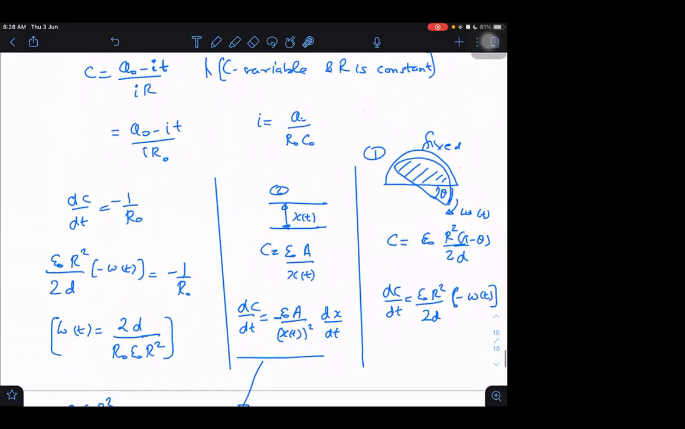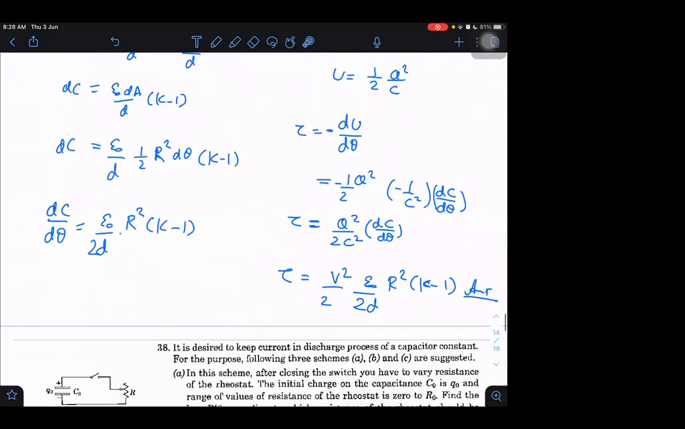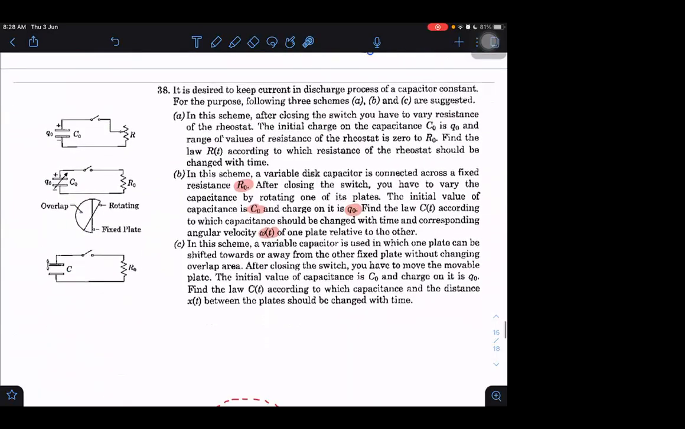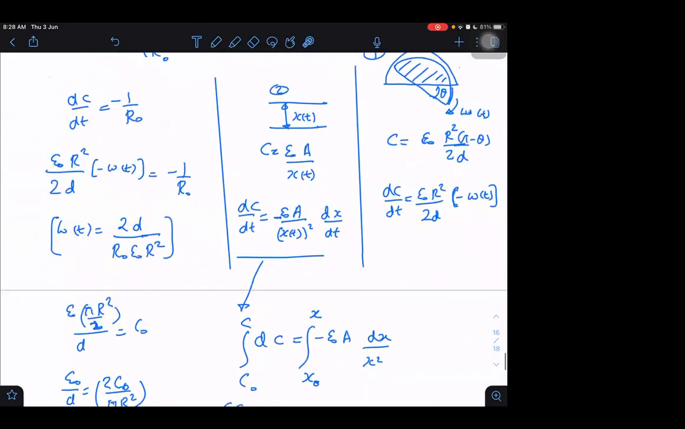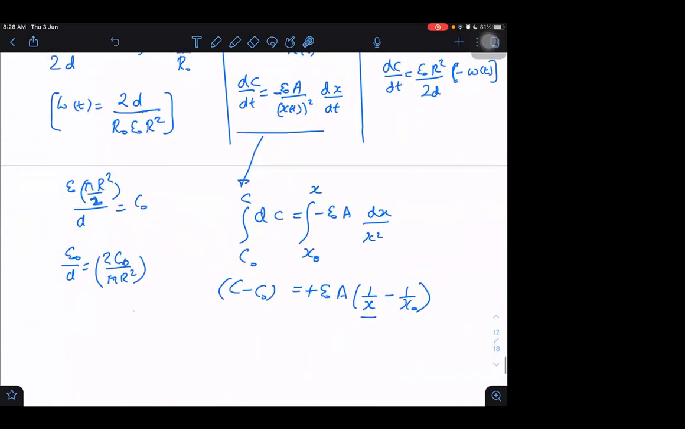Is R given or is R also not given? R is not given. So directly we can take epsilon naught R square by d, R will get cancelled. Okay, R is also not given. Directly we could have taken epsilon naught R square by d, and that we could have replaced by 2c naught by pi. Then what would we be getting for omega t?